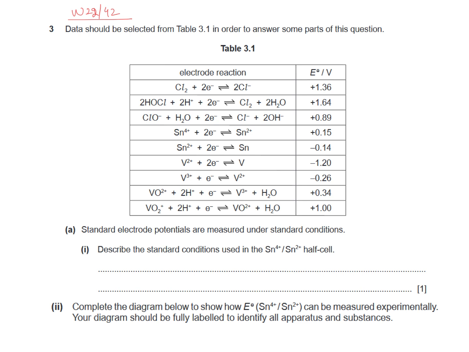Okay, all right, so let's look at the equations which are given to us. So we have electrode reactions and the standard electrode potentials are measured under standard conditions. Describe the standard conditions used in Sn4+ and Sn2+ half cells. So we are talking about the standard conditions. You know what the standard conditions are.